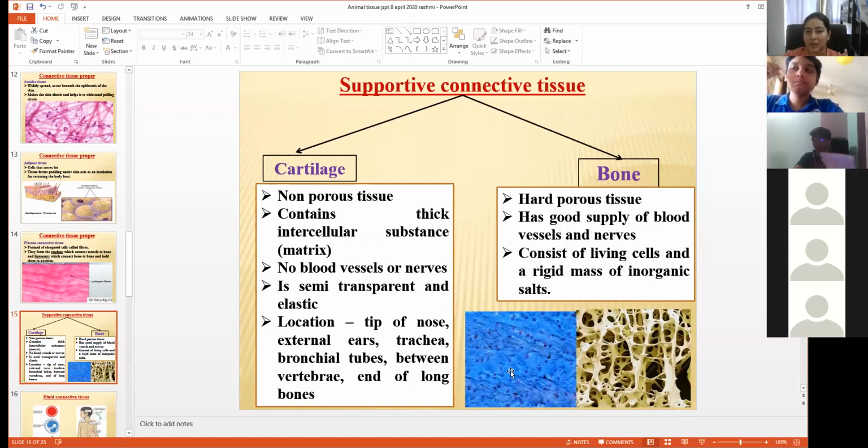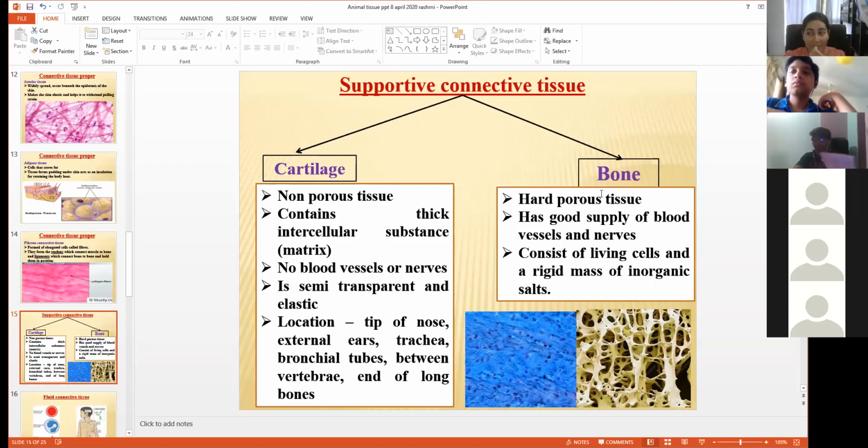Okay? The location here is the tip of the nose. Here, the external ears, the trachea, the bronchial tubes, between the vertebrae and the end of the long bones. Now students, this you need to remember. What is the location of the cartilage? Cartilage is present only in these areas, right?